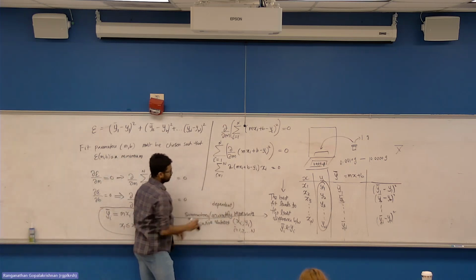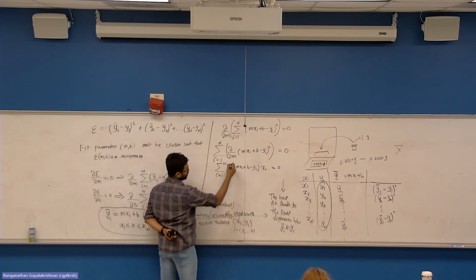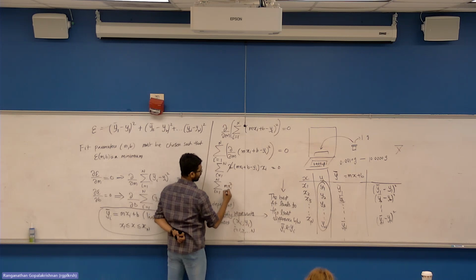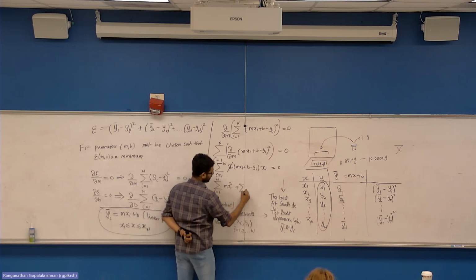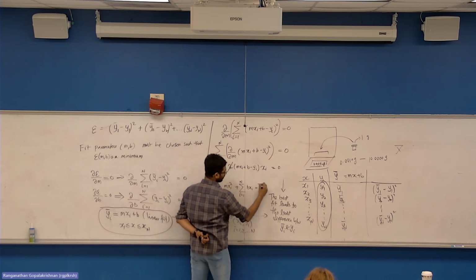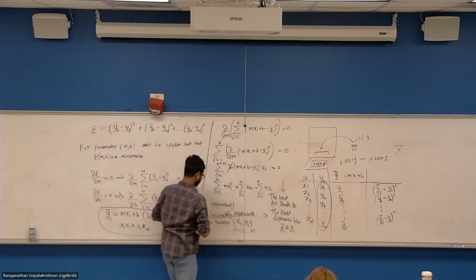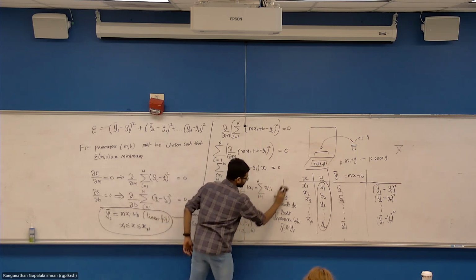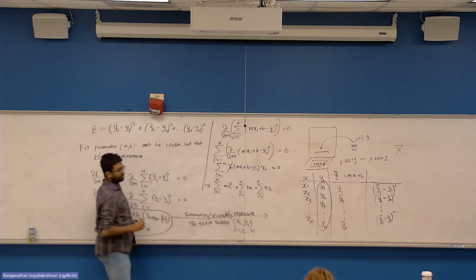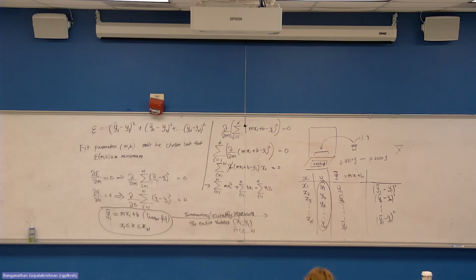Okay, so you have this. Forget the 2 because 2 is not equal to 0. You can cancel it from every term. So this is summation i equal to 1 to n m times xi squared plus summation i equal to 1 to n b times xi, and this is equal to summation i equal to 1 to n xi yi. Look at this and tell me this makes sense to you. If it doesn't, I can explain a little more.